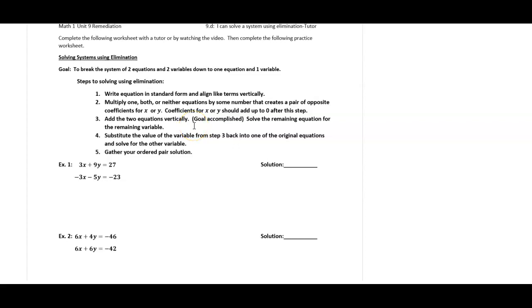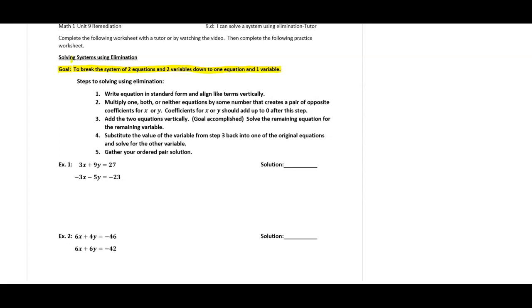Hello, Math 1. This is lesson 9.d, which is I can solve a system using elimination. So basically, when we go to use elimination, just like substitution, we have a goal, right? And the goal that we have to accomplish is to break the system of two equations and two variables down to one equation with one variable.